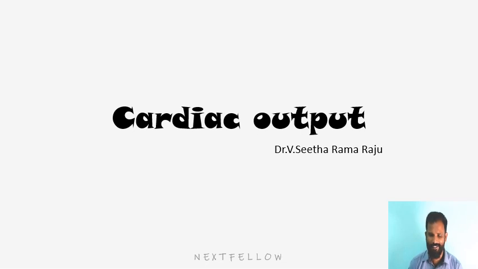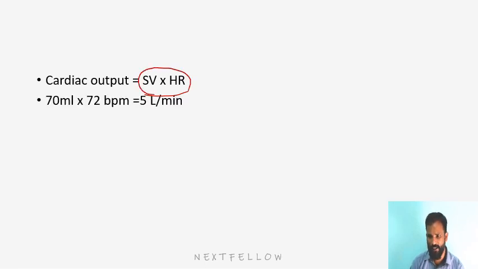Hi guys, today's topic is cardiac output and we'll briefly talk about that. Coming to the cardiac output. So cardiac output is defined as the amount of blood ejected by each ventricle per minute. In other terms, it is the amount of blood that is ejected out.